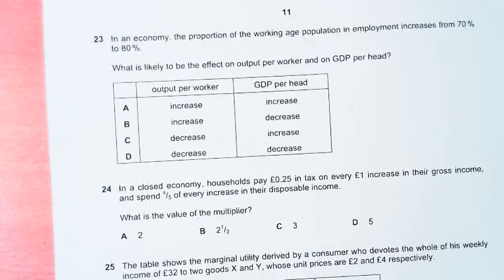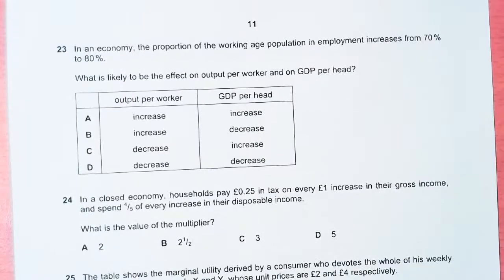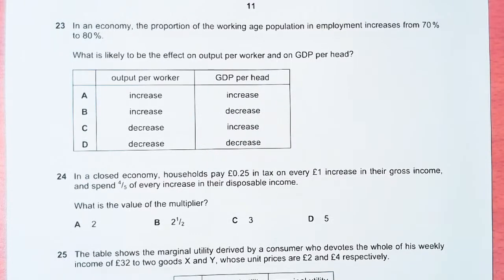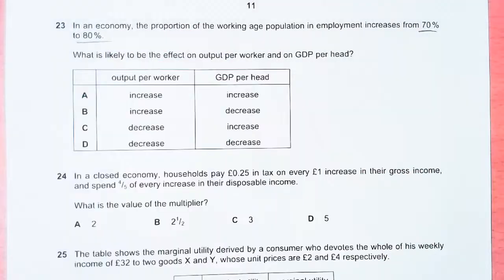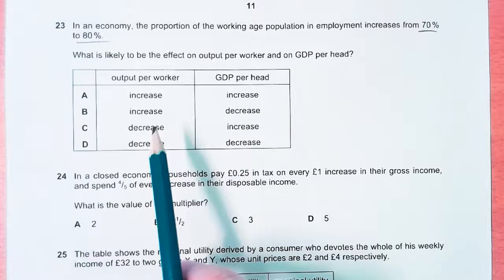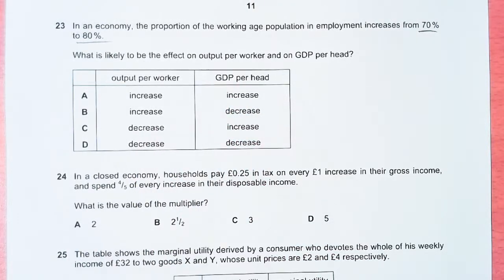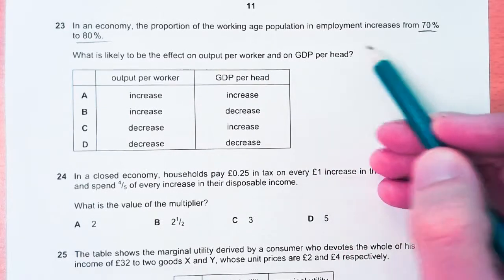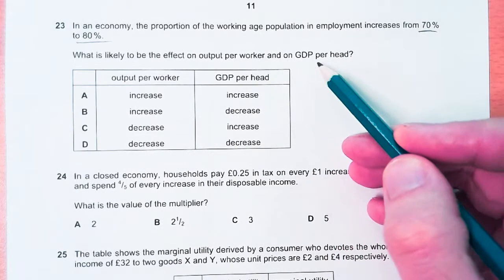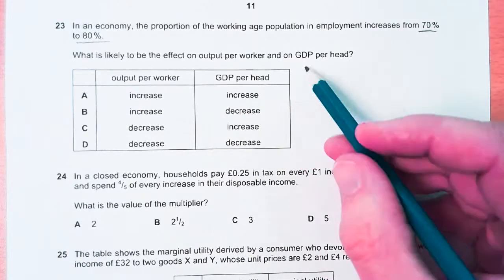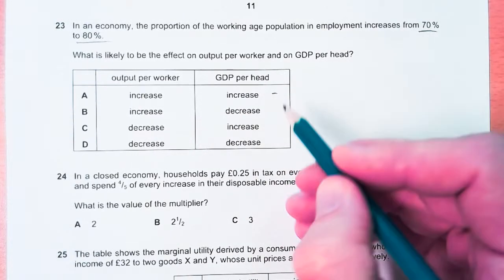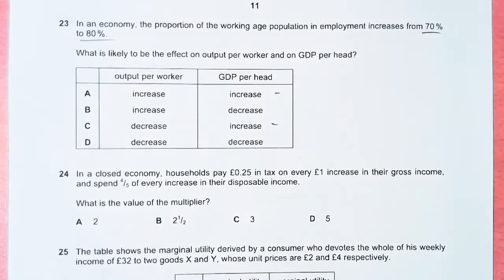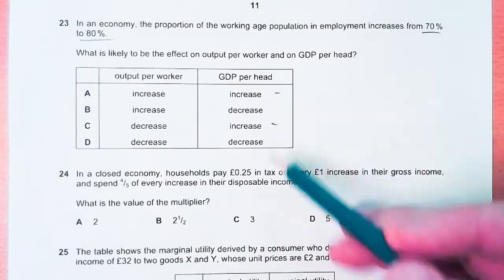23. In an economy, the proportion of the working age population in employment increases from 70 to 80%. What is likely to be the effect on output per worker and on GDP per head? We know that if we've got more employment, then that's obviously going to increase overall GDP per head rather than people just being economically inactive. So we're immediately drawn to A and C.